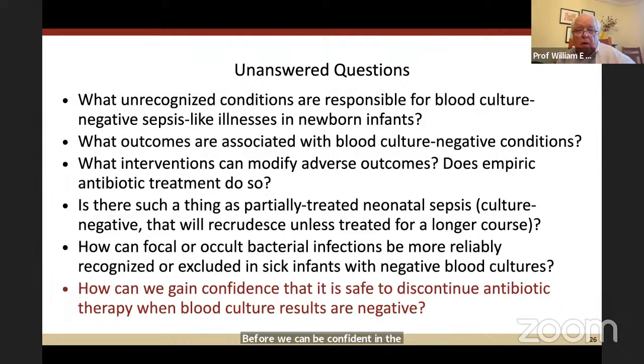So all of these questions are opportunities for research. They can all be done, or most of them can be done, without access to esoteric technologies because these are based in our nurseries, which are in fact our clinical laboratories where we can do good science. So thank you for your attention.